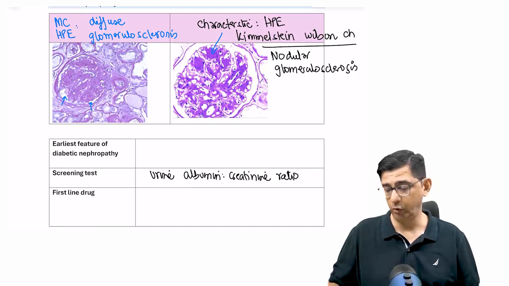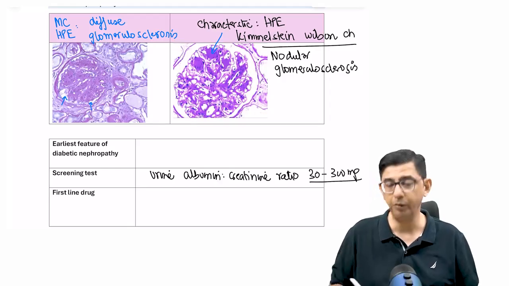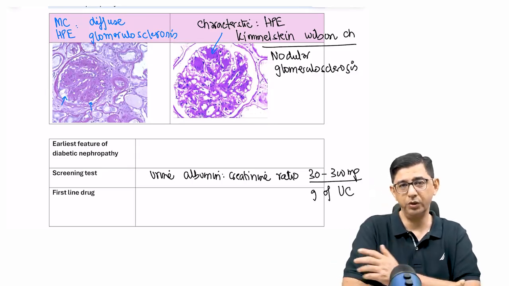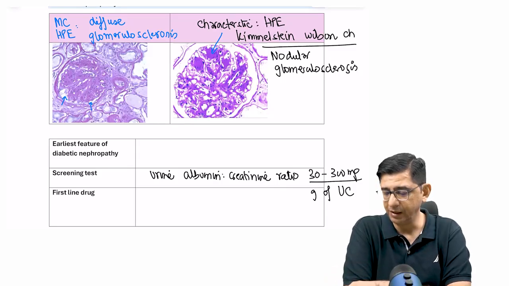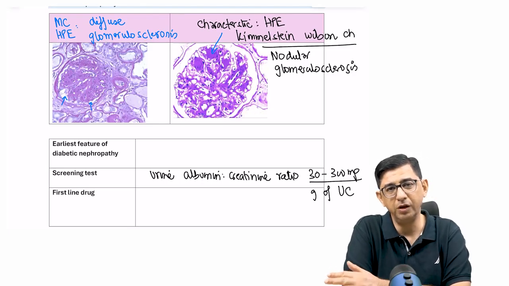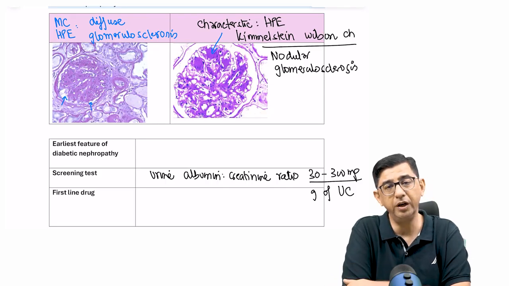If the report comes as follows, that is 30 to 300 milligram of albumin present per gram of urinary creatinine. I've already explained to you this, that if it's gonna be those micro units present, then it becomes 3 to 30. But the standard data is microalbuminuria 30 to 300 milligram per gram of urinary creatinine. So I tell the patient, sir, your kidneys are damaged.